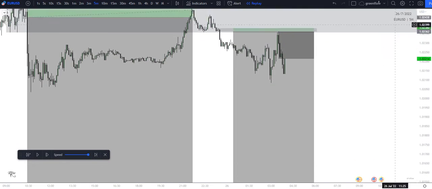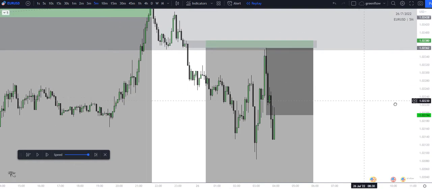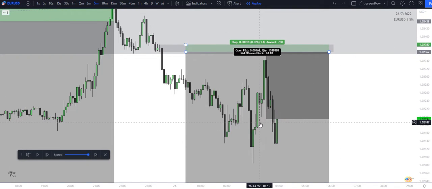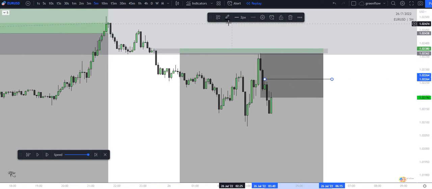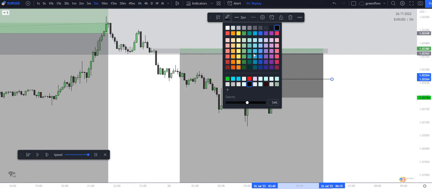We see price taps into that area, immediately breaks structure to the downside right here. I'm looking for price to now respect this area, continue to the downside, or fill this fair value gap from this liquidity raid to the upside right here, and then continue to the downside. So let's go ahead and draw those out. You can put this out in red.